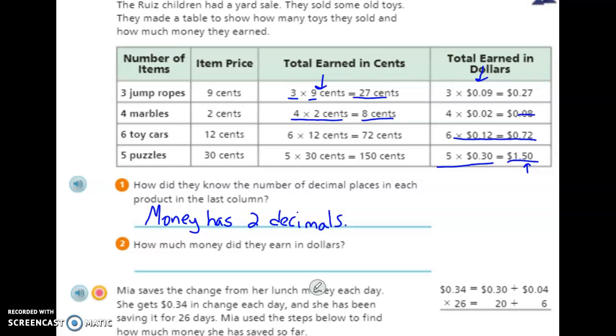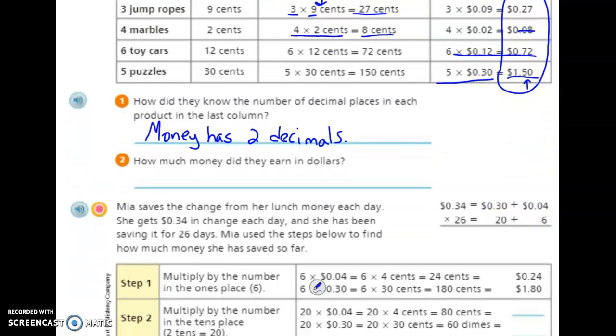Now, number 2, they want to know how much money did they earn in dollars. So if you wanted to find the total, you would add up all of these things right here. And I know that as a Hastings Middle School 5th grader, I know that you have superior adding skills, and I know that if I asked you to add that up, you would be able to do it successfully, and you would get $2.57. So I'm just going to tell you that answer and save us all some time.